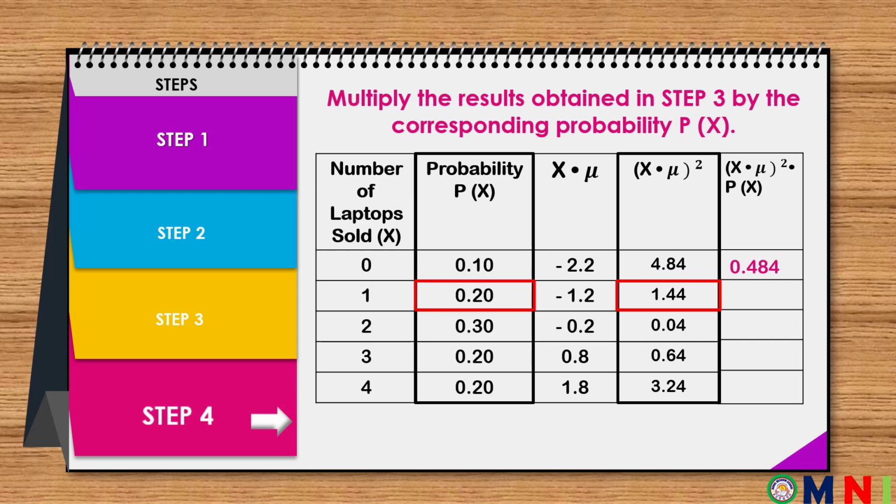0.20 times 1.44, that is equal to 0.288. 0.30 times 0.04, that is equal to 0.012. 0.20 times 0.64, that is equal to 0.128. And lastly, 0.20 times 3.24, that is equal to 0.648.